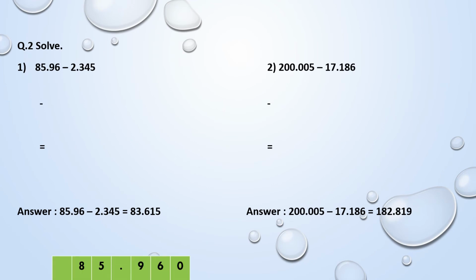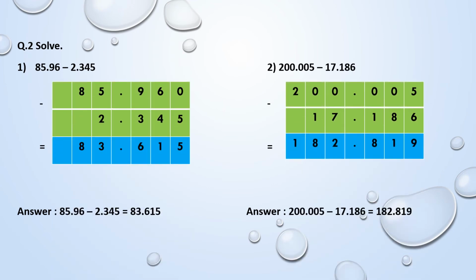Question 3. Solve. First, 85.96 minus 2.345. So when we are subtracting, the answer which we are going to get is 83.615. Second, 200.005 minus 17.186. So the answer we are going to get is 182.819.